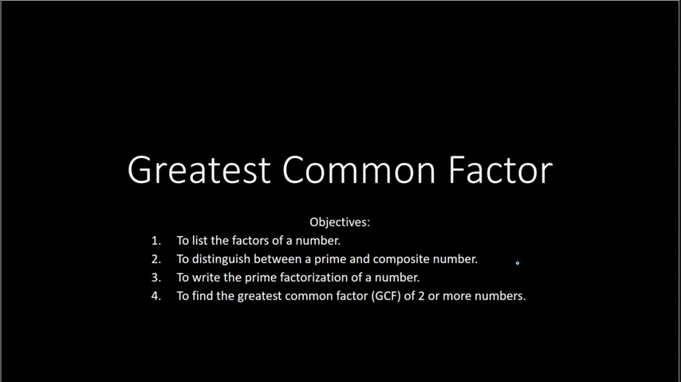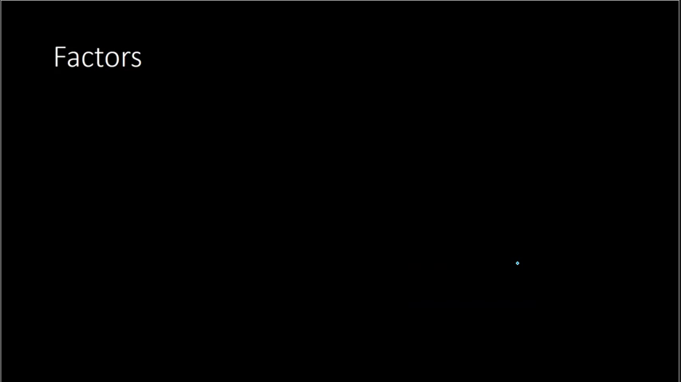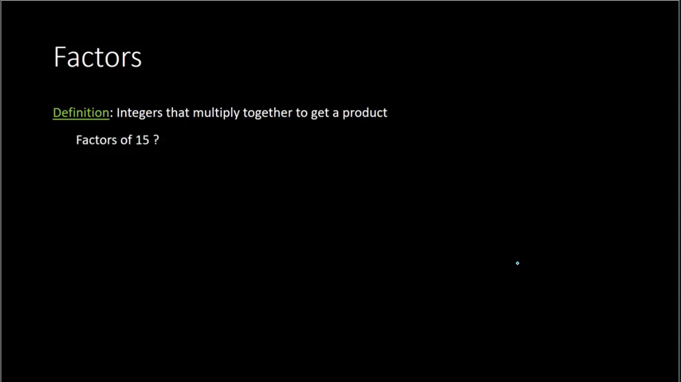So to begin, we need to understand what the word factor means. A factor is an integer that multiplies together to get a product. So for example, if you're looking at the number 15 and you're told to find the factors of 15, the question is what numbers multiply together to get 15? Well, it could be 3 and 5 because 3 times 5 is 15, and it could also be 1 and 15 because 1 times 15 would equal 15. So the factors of 15 would be 3, 5, as well as 1 and 15.